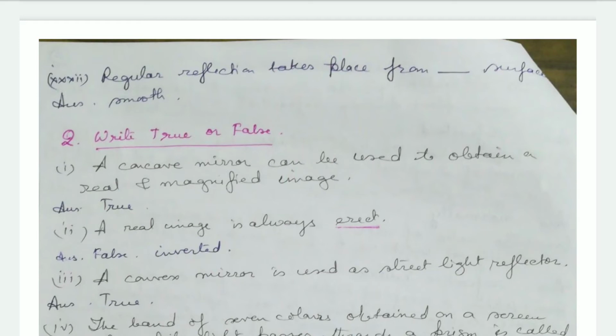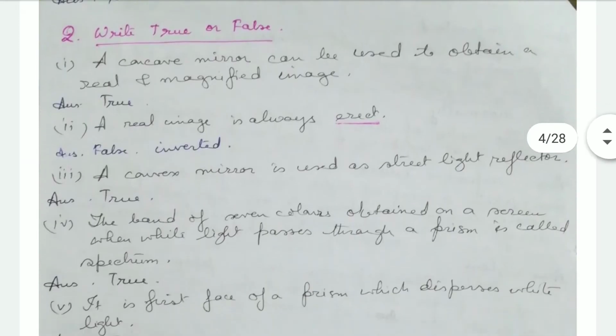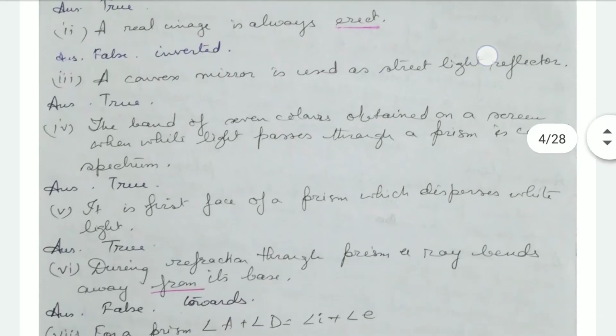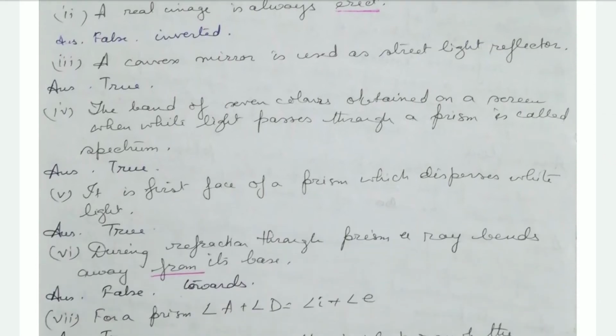Now we come to some true and false. A concave mirror can be used to obtain a real and magnified image. That's true. A real image is always erect. No, it's false. It's always inverted. A convex mirror is used as a street light reflector. That is true. The band of 7 colors obtained on a screen when white light passes through a prism is known as spectrum. That's true.